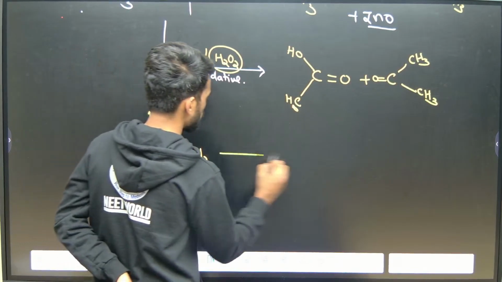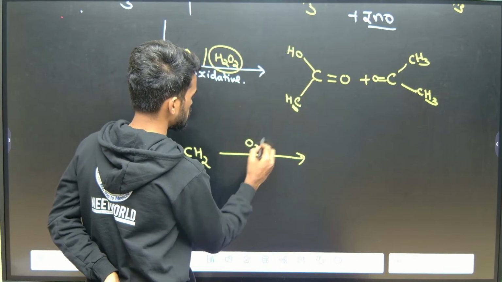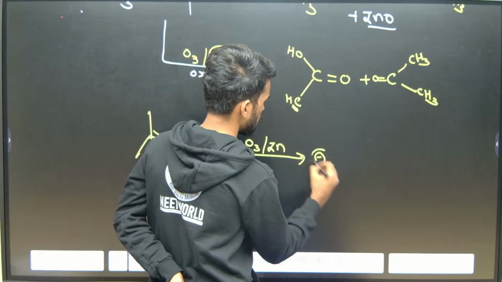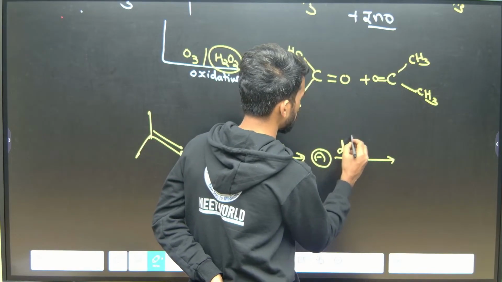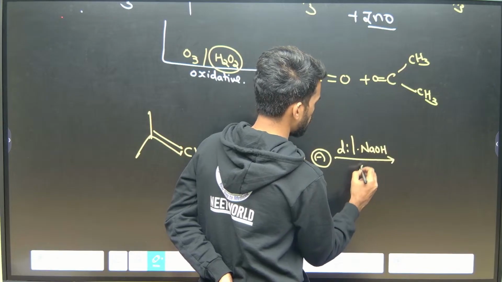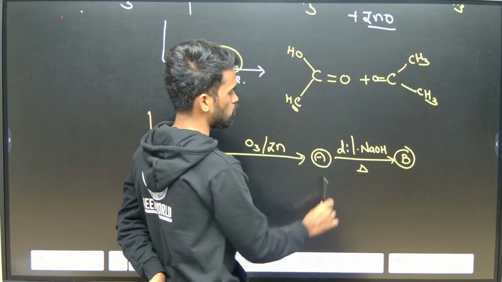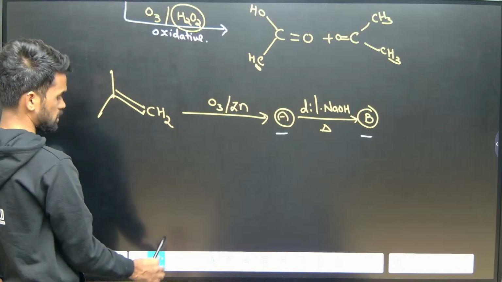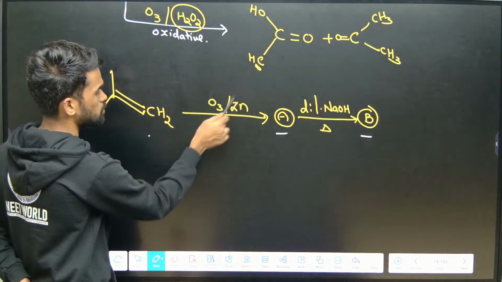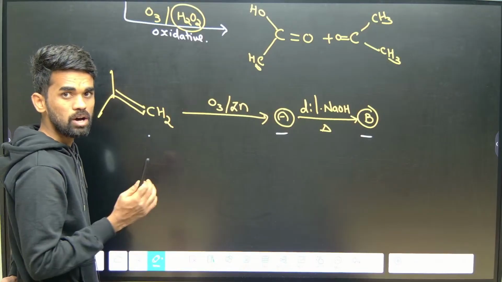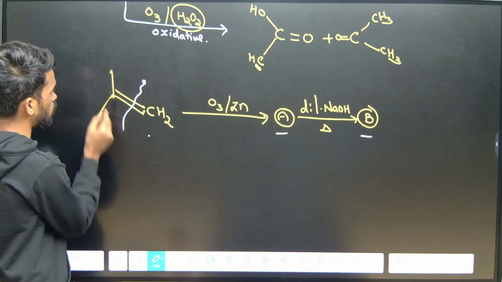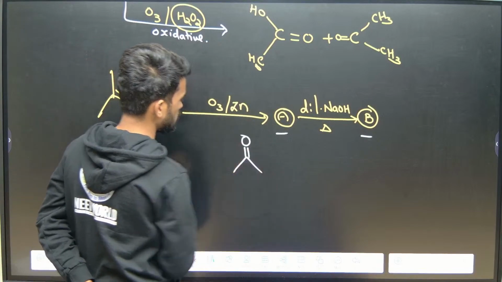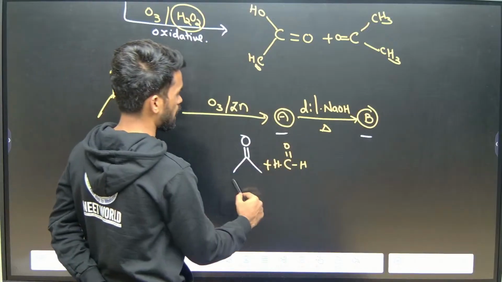To this they will say ozonolysis in presence of zinc, that gives A, this A upon treating with dilute NaOH and upon heating gives B. They ask what is this A and B in the reaction. So here, what are the steps involved? Ozonolysis. Ozonolysis in presence of zinc means definitely carbonyl groups like aldehydes or ketones are formed. If you break this double bond, you will get dimethyl ketone, that is acetone. And what about this? This will give CH double bond O, formaldehyde is formed. So these are the things formed as A here, okay.